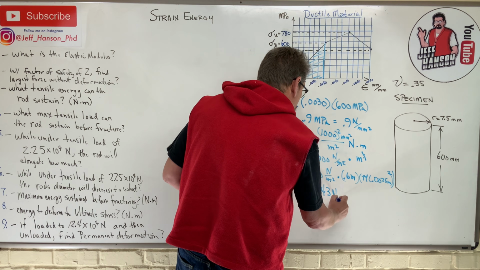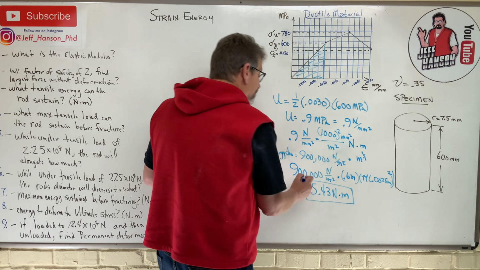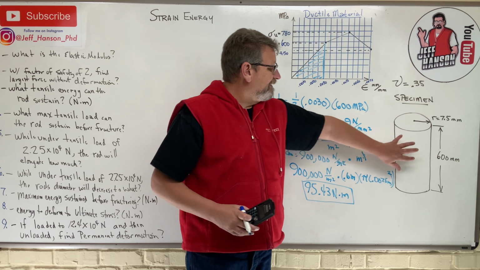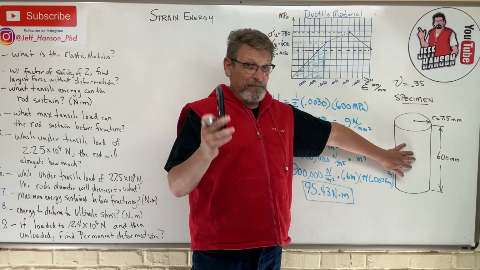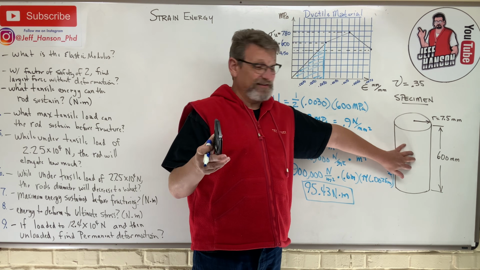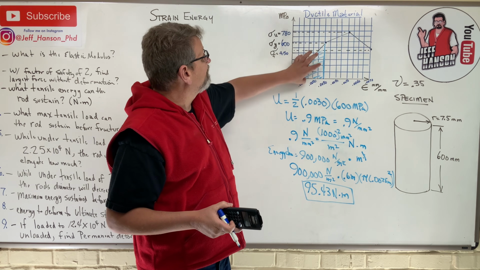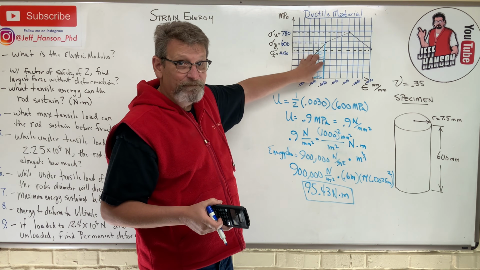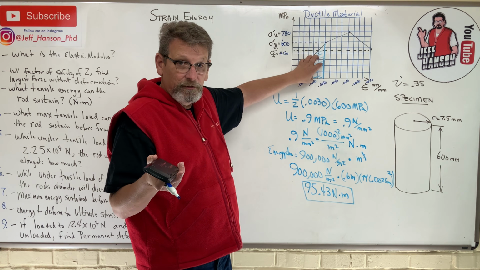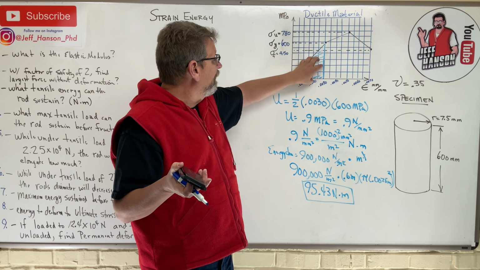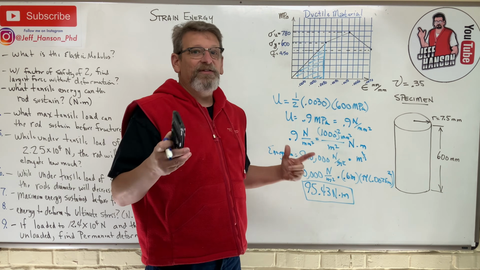95.43 Newton meters, okay? And that would be the energy density that that material can store without deformation. That's the maximum amount of energy density that specimen can store right there. So it's the area under the curve, okay? The modulus of resilience, that's right, times the volume of the specimen gives you the energy density. That's all there is to it.